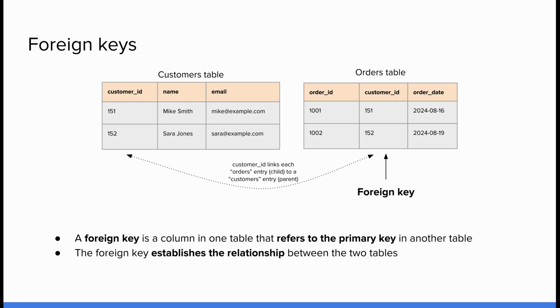Each entry in the orders table is considered the child, and its corresponding entry in the customers table is considered the parent. And when an orders entry does not have a customer's entry, or more generally when a child does not have a parent, we would call that orders entry an orphaned entry or an orphaned record. We usually want to prevent orphaned records.